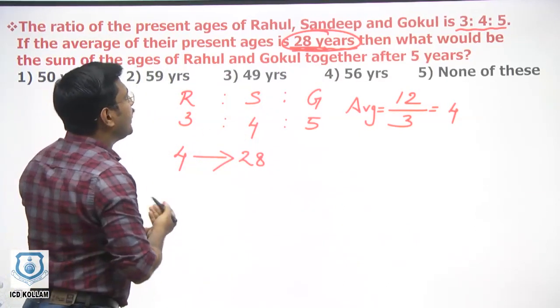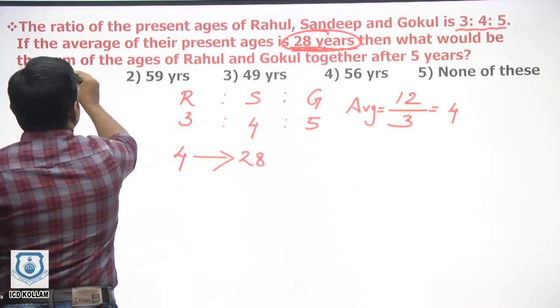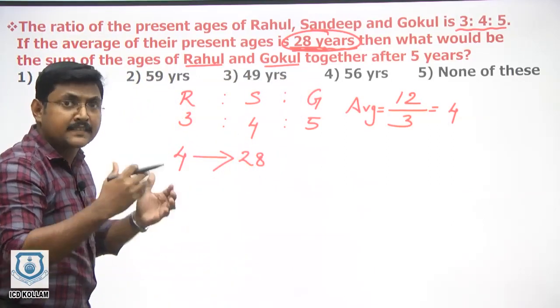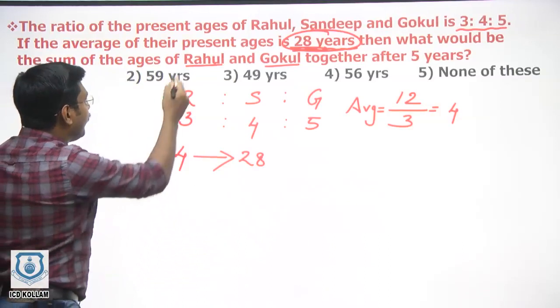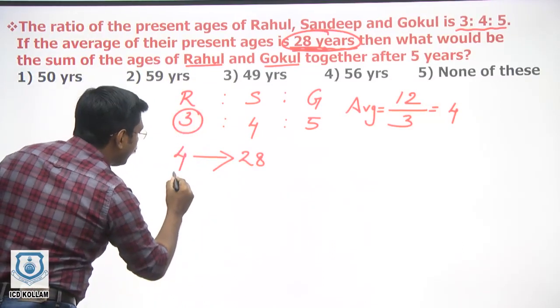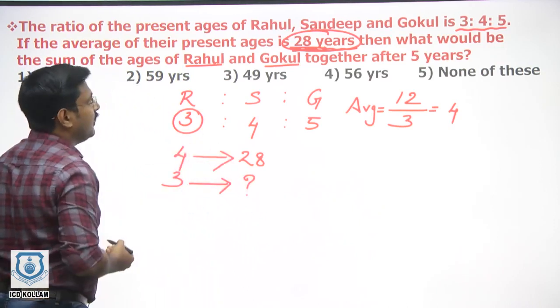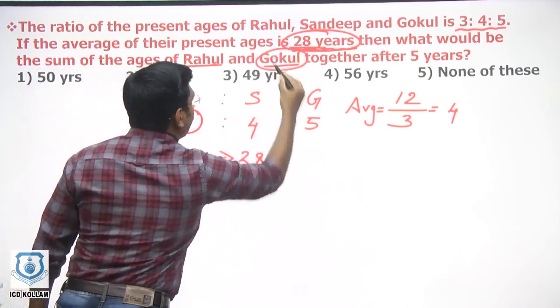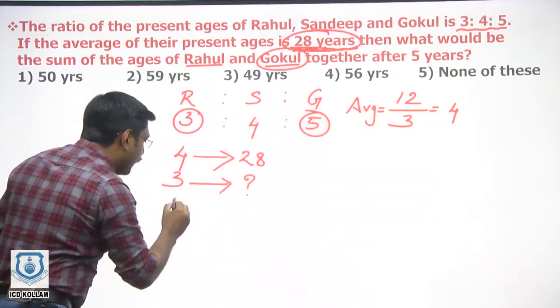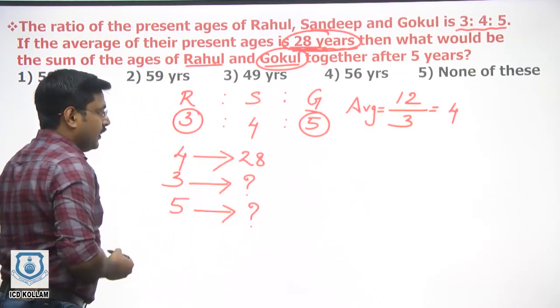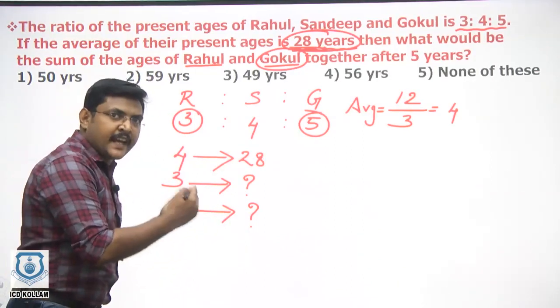After that, what we need to find? We need to find the sum of the ages of Rahul and Gokul. First of all, I am going to find the present ages of Rahul and Gokul. For Rahul, the ratio is 3, right? So on applying unitary method, we will get the present age of Rahul. At the same time, we need to find the age of Gokul also. Gokul, it was 5. So on applying unitary method, we will get the age of Gokul also. Listen the way I am explaining. Of course, we can apply that method.